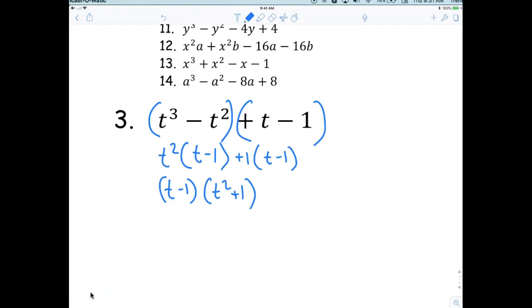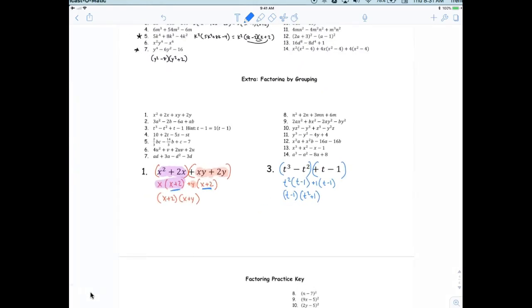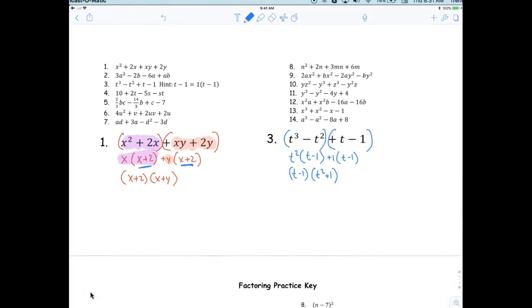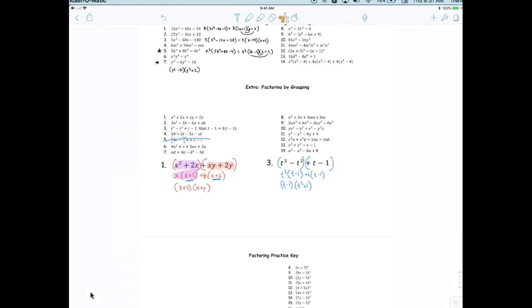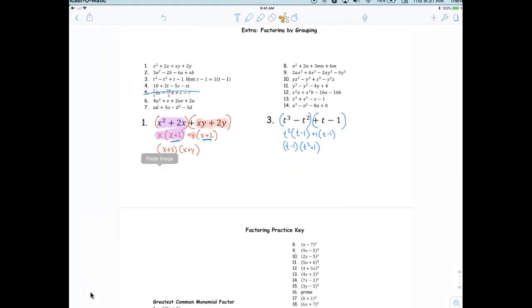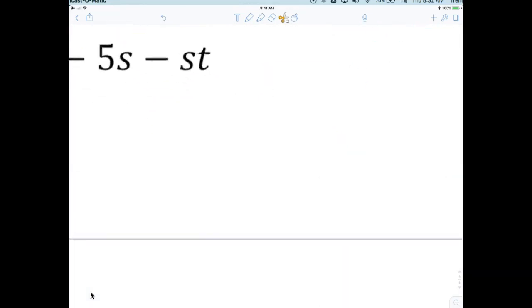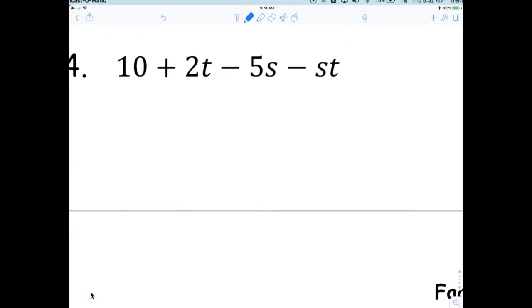All right, let's check out number, cross out 5. We're not going to do the fractions. Actually, 4 would probably be a good one. Let's talk about 4. Okay, here we go. What's common? 2, you're left with 5 plus t.